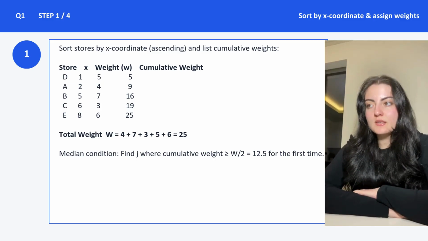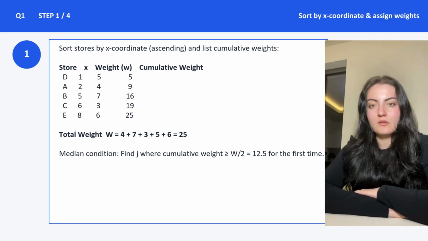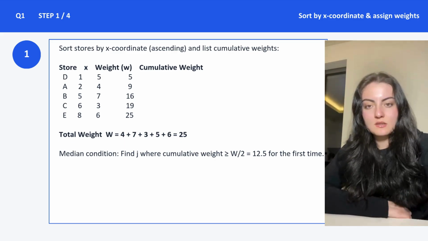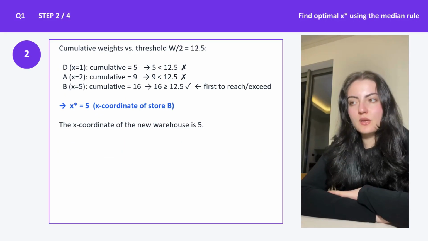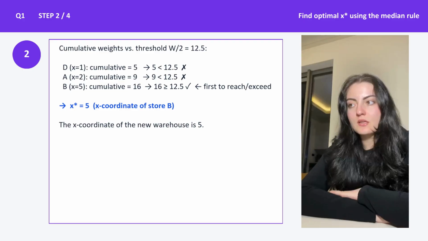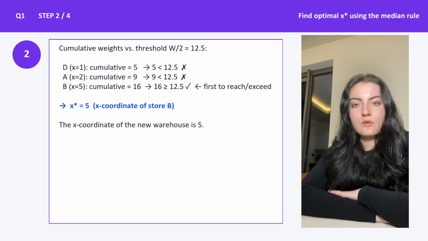The goal is to minimize the total weighted rectilinear distance. Since this is a rectilinear problem, we use the median method. The first step is to sort the stores by their x-coordinates and compute cumulative weights. The total weight is 25, so half of it is 12.5. This half weight value is the key reference point in the median method. Now we compare the cumulative weights with 12.5. The first cumulative value that reaches or exceeds 12.5 appears at the store with x equal to 5.